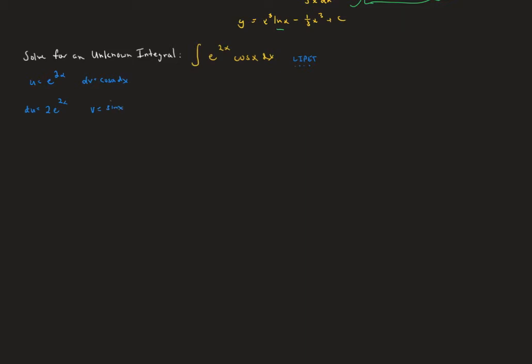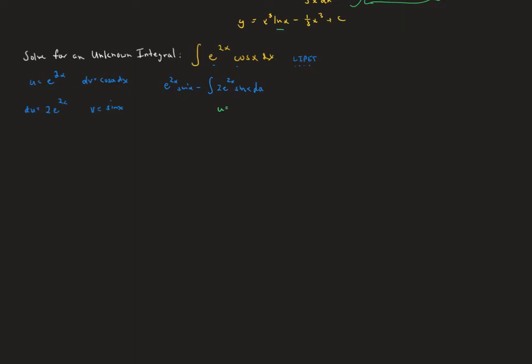So far what we've got is uv is going to be e to the 2x sine of x minus the integral of v du, which is 2e to the 2x sine x dx. Well, as you can see, that's not really any kind of improvement over where we were before. But we're going to be patient and proceed on faith. So now we're going to make our second choice.